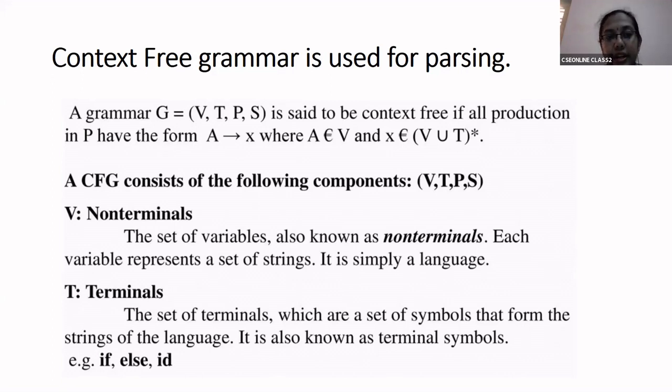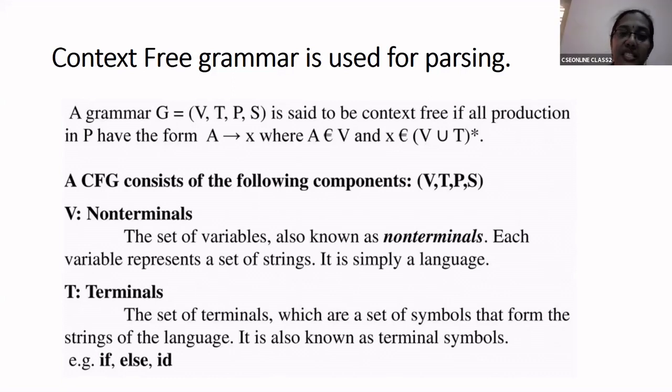I think you have already studied about grammars in your ATC in your previous semester. This is just a recap of what a context-free grammar is. A context-free grammar can be called just a grammar henceforth, because throughout you'll be using only CFG. So a grammar G is equal to (V, T, P, S).